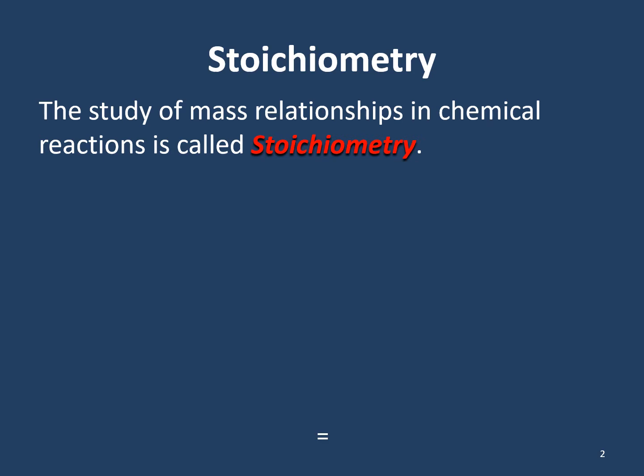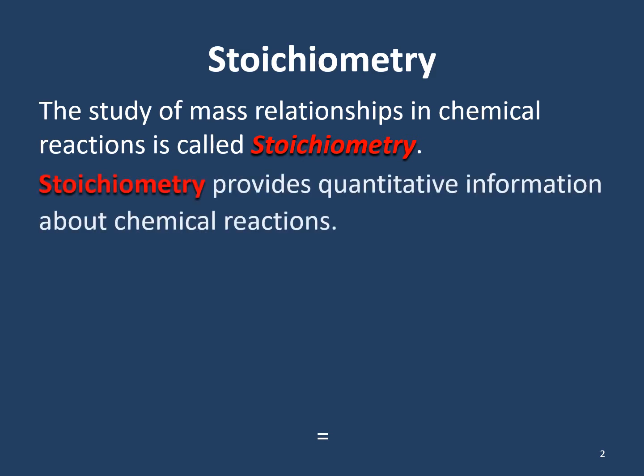It allows us to calculate the mass or the amount of reactants that we need to have in order to produce a specific amount of product. Or maybe I want to know, hey, if I use this amount of reactants, how much product am I going to get out of this reaction? These are all calculable using the mass relationships involved in a reaction, or in other words, stoichiometry.